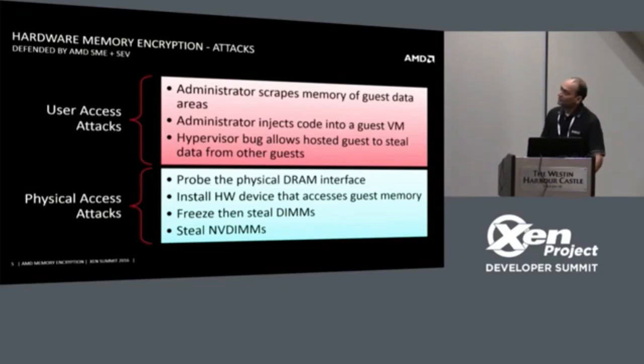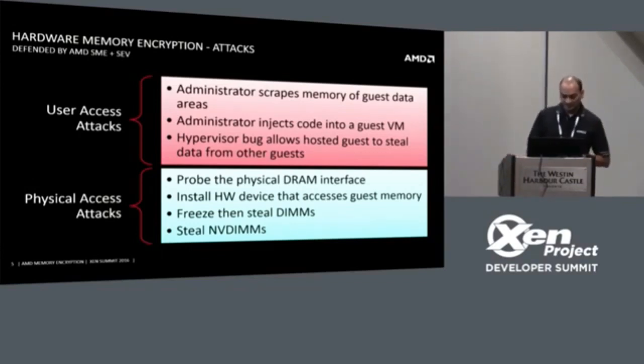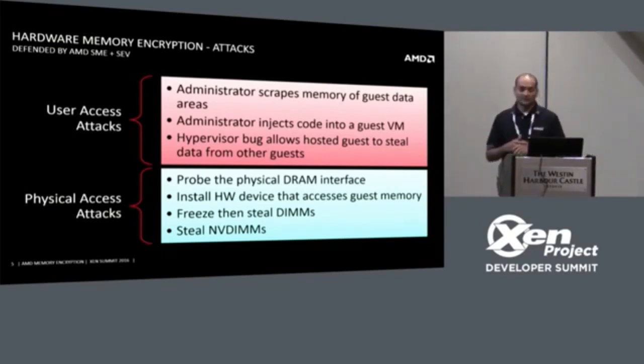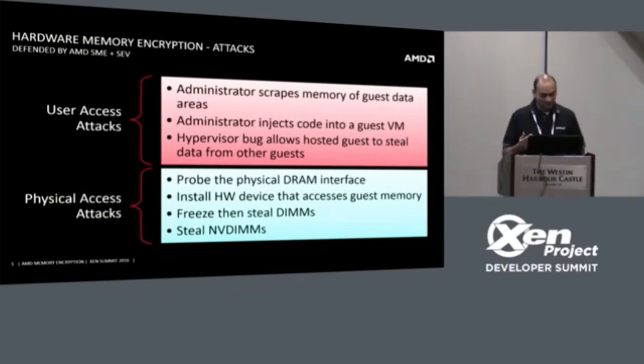There are two technologies available as part of memory encryption. One is called SME, Secure Memory Encryption, and the other is called SEV, Secure Encrypted Virtualization. SME is the one that is going to help with physical attack surfaces, for example probing the physical DRAM. The technology will help us defend against that attack.